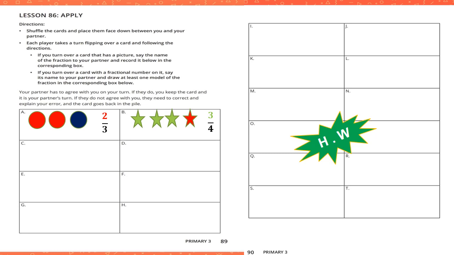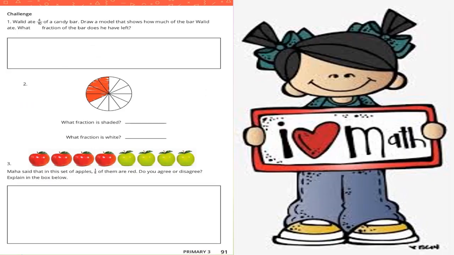You can complete other examples the same way as homework, by drawing any shapes and finding their fractions. Our challenge here, number 1: Walid ate 4/10 of a candy bar. Draw a model that shows how much of the bar Walid ate. What fraction of the bar did he leave? Draw a model here, it means like a number line.